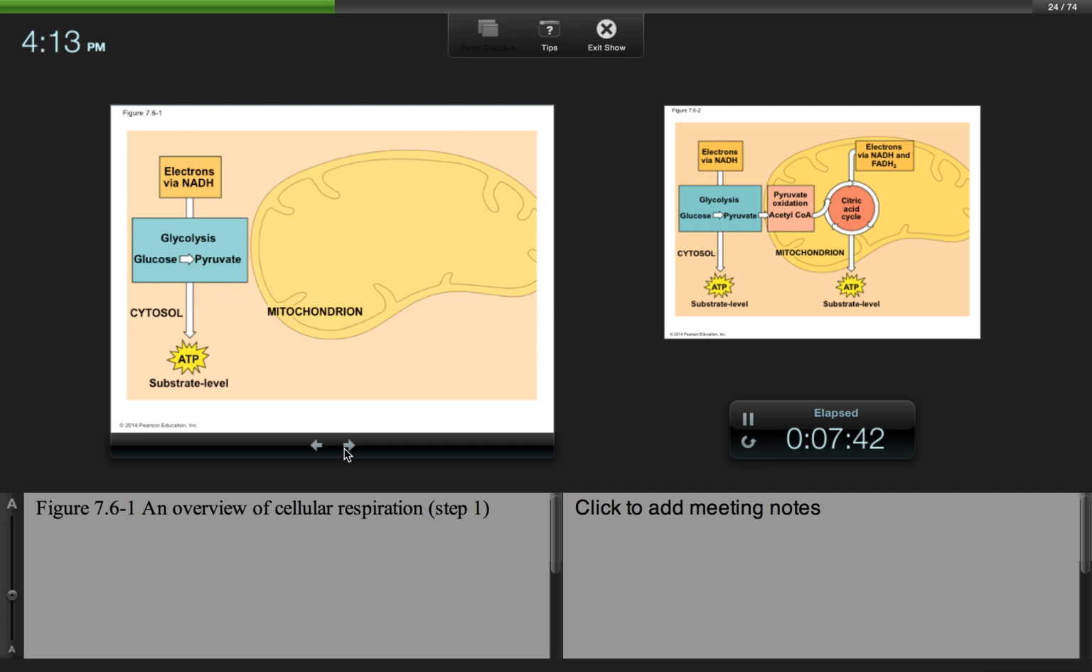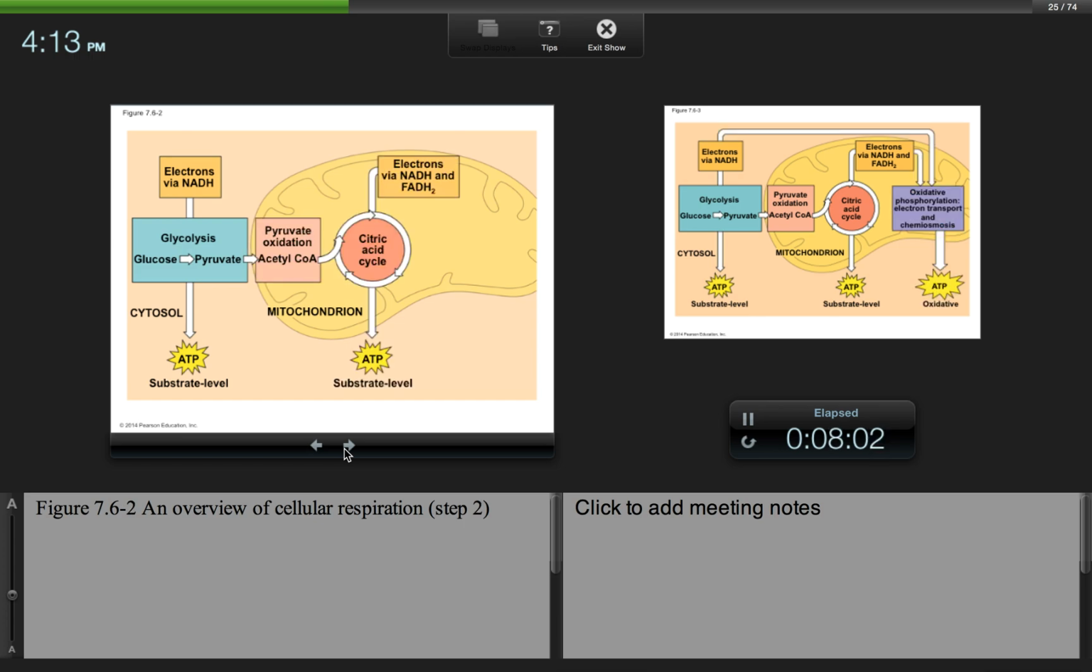Okay, so the first thing that happens is glycolysis, and what happens during glycolysis is glucose gets split into 2 pyruvates. A small amount of ATP is generated, and electrons are picked up by NAD+, becoming NADH. And NADH will bring those electrons to the electron transport chain. Then pyruvate enters the mitochondria. It gets converted to acetyl coenzyme A through a process called pyruvate oxidation.